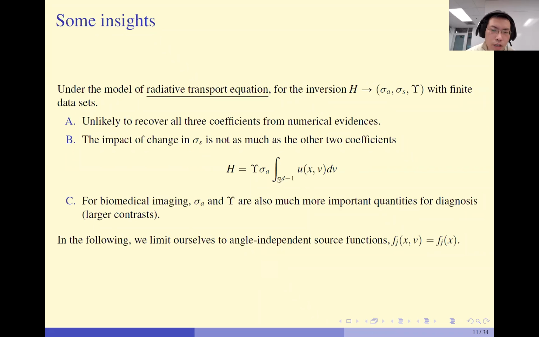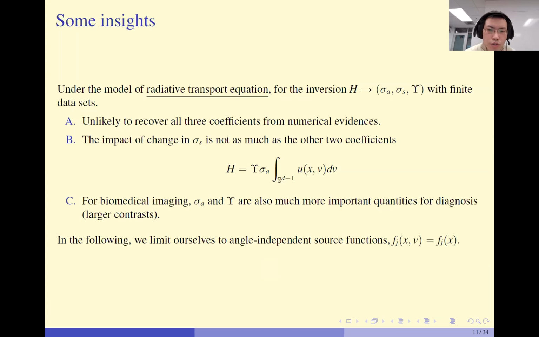If that is not possible, then in practice, like in biomedical imaging experiments, we already know that the scattering coefficient does not change too much for a local tissue. Then usually we just assume the scattering coefficient is some kind of constant, and we focus on the other two. So this is something that we can do in practice.